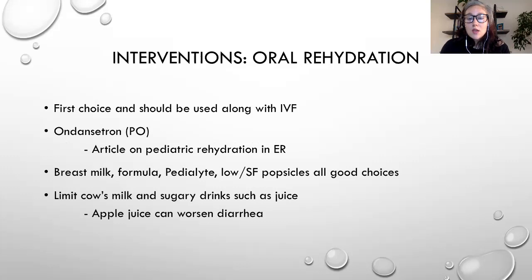A way to help with that would be ondansetron, which reminds me of a reindeer from Santa. I mean, can't you just hear it? Like Donner, Blitzen, ondansetron. Makes me laugh every time.